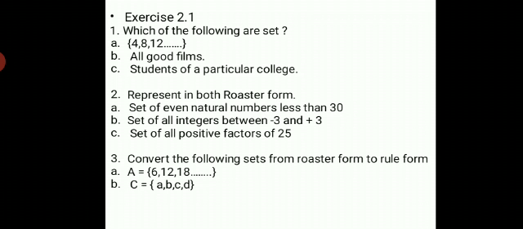So the second one, C = {A, B, C, D}. The alphabets. That is {x : x is the first 4 letters of the English alphabet}. Only 4 letters they have given. So in a statement you can write it this way: first 4 letters of the English alphabet.